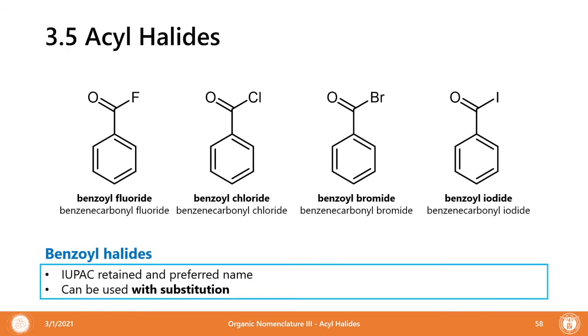Here are the monosubstituted benzene acyl halides with the name benzoyl halides. Specifically, we have benzoyl fluoride, benzoyl chloride, benzoyl bromide, and benzoyl iodide. These can be used with substitution as long as you set number 1 at the alpha carbon. So it's this one.